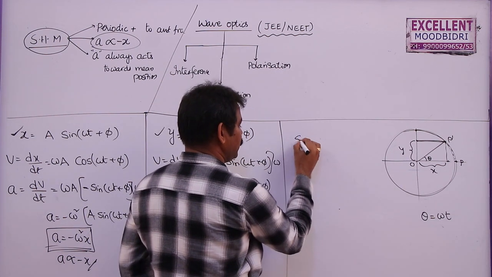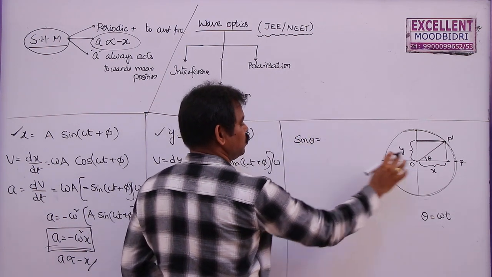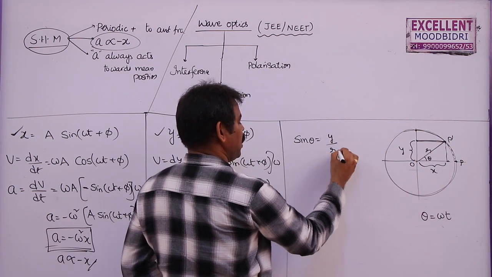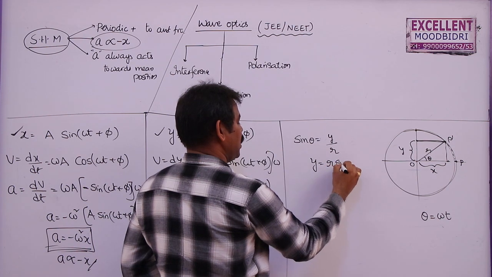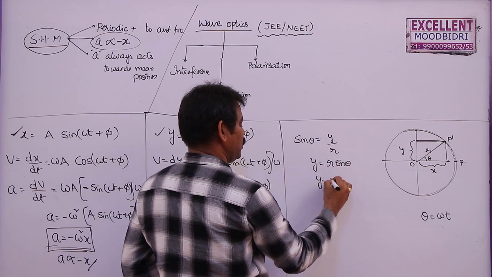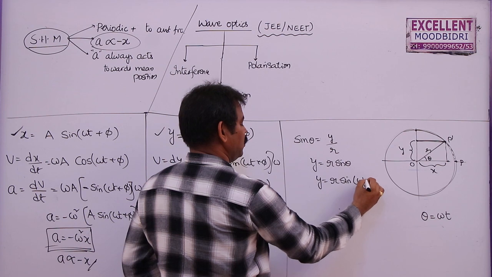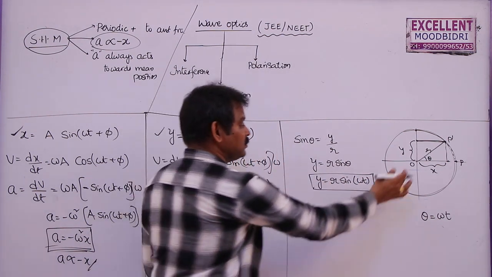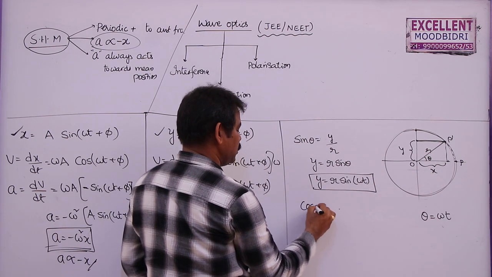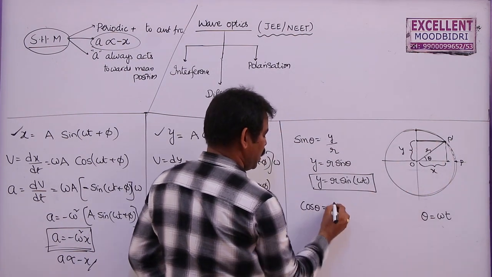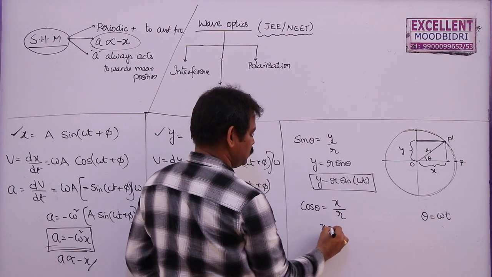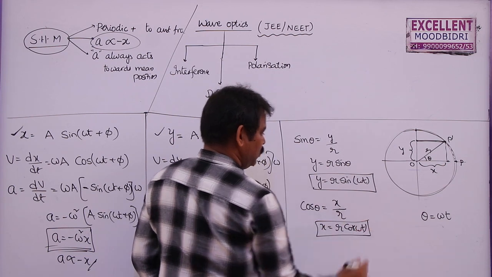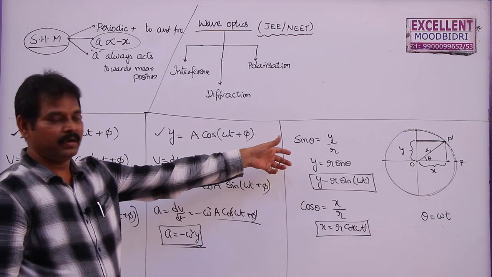Now in this case I can write sin theta is equal to opposite side by hypotenuse. So this is y by r, or y is equal to r sin theta, or y is equal to r sin(omega t). Similarly, what is cos theta? Cos theta is equal to x by r. So x is equal to r cos(omega t). So you can find either y or x depending on the motion.